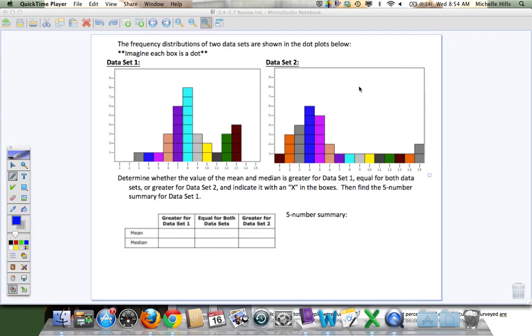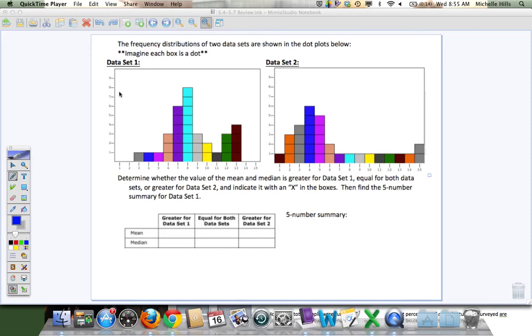And I intended to put this on the other video, but somehow managed to hit stop and didn't get it there. That's why this video is in two parts. Even though these look kind of like histograms, it really said to imagine each box as a dot. So this was a person's way on the computer of kind of making a dot plot of this data.